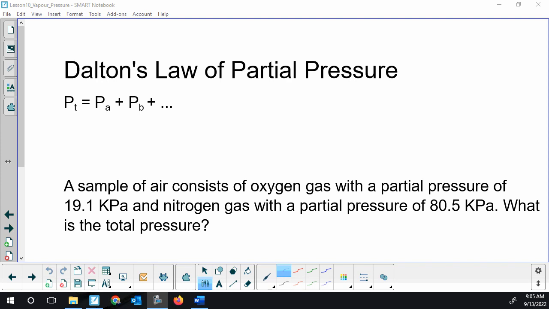The pressure of each individual gas is pretty much independent of the other gas. All the pieces just add together, and it doesn't matter exactly what they're made of. If it's 20% one gas, then 20% of the pressure will come from it.